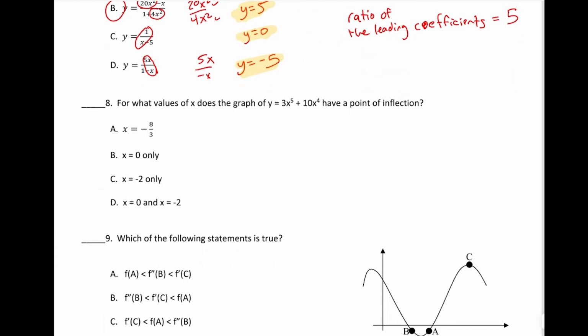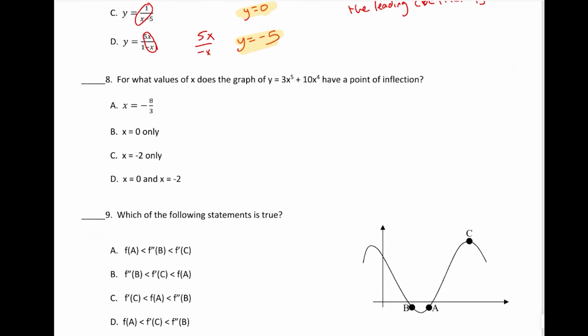Number 8 says, for what values of x does the graph have a point of inflection? So the point of inflection will occur whenever f double prime changes sign. So the strategy here is to find where f double prime is 0, construct a number line chart, and figure out where f double prime is positive or negative. So f prime is going to be 15x to the 4th plus 40x cubed. F double prime will be, 15 times 4 is going to be 60, x cubed plus 120 x squared.